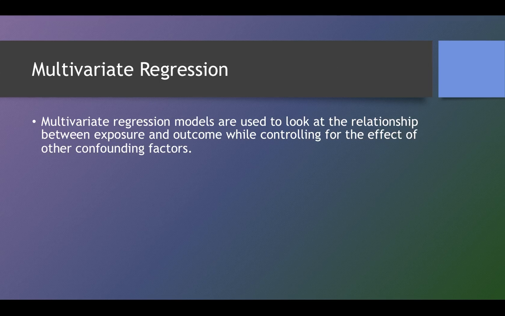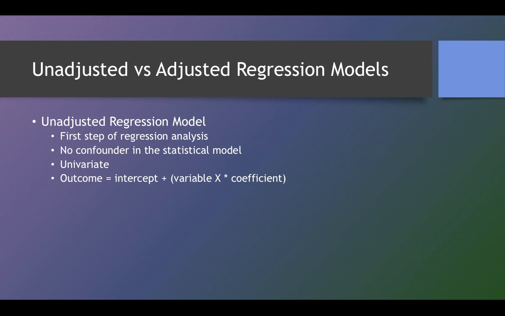Multivariate regression models are regression models that are extended to look at the relationship between exposure and outcome, which simultaneously looks at the effect of other confounding factors. Remember the definition of confounding from earlier. Pause and review that video if you need to. Using multivariate regression models is one of the most common strategies for handling confounding in observational studies.